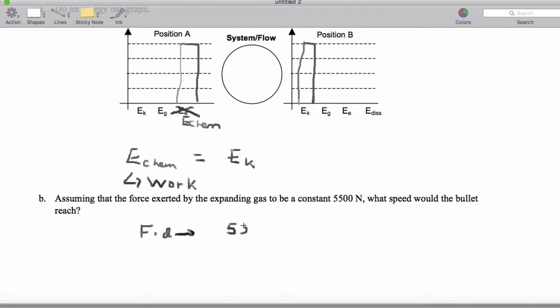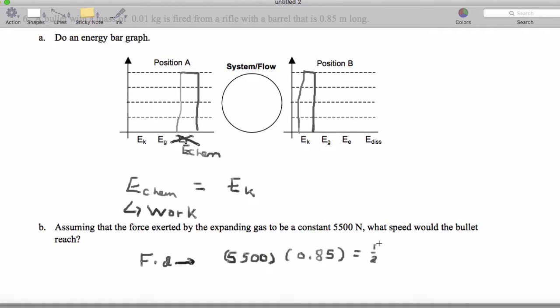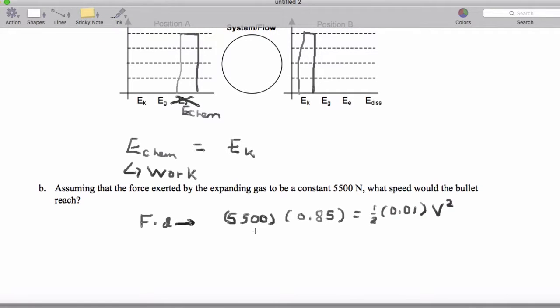And so we'll say 5,500 is the force, times a distance of 0.85 meters, and that's going to equal 1/2 times the mass of our bullet, and let's be really careful, it is 0.01, times v squared. And when we actually go ahead and get v, let's actually do that calculation now. Work that out carefully. Let me get into my calculator.